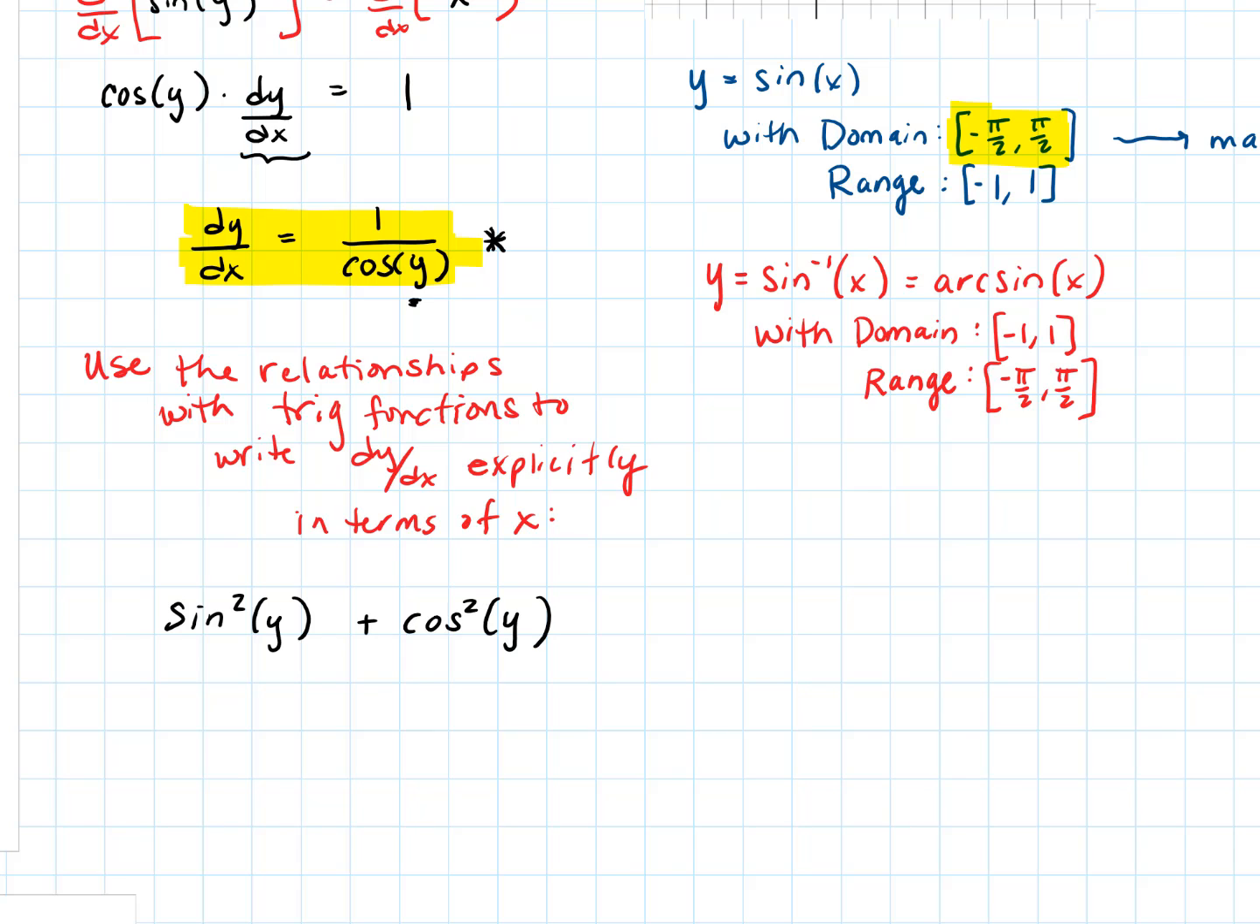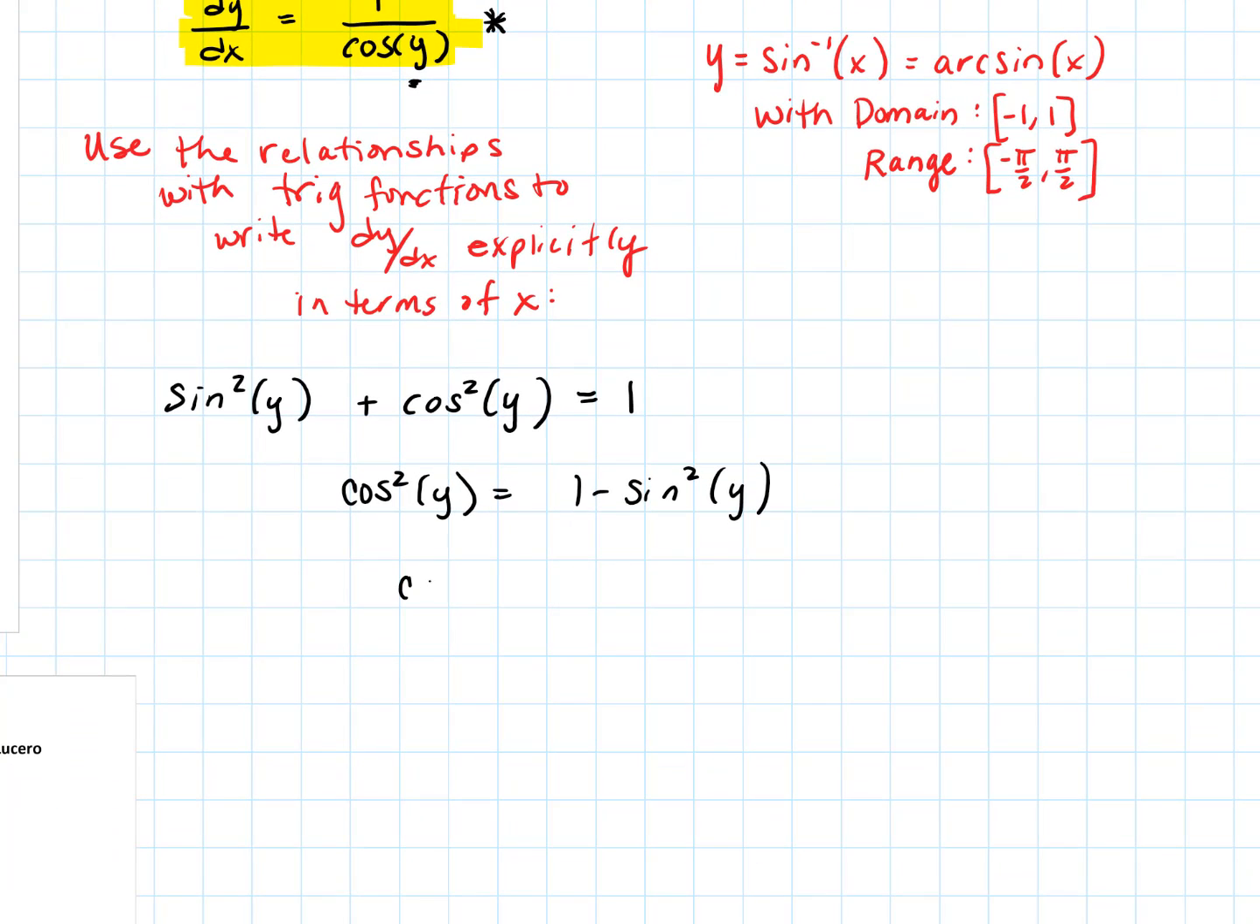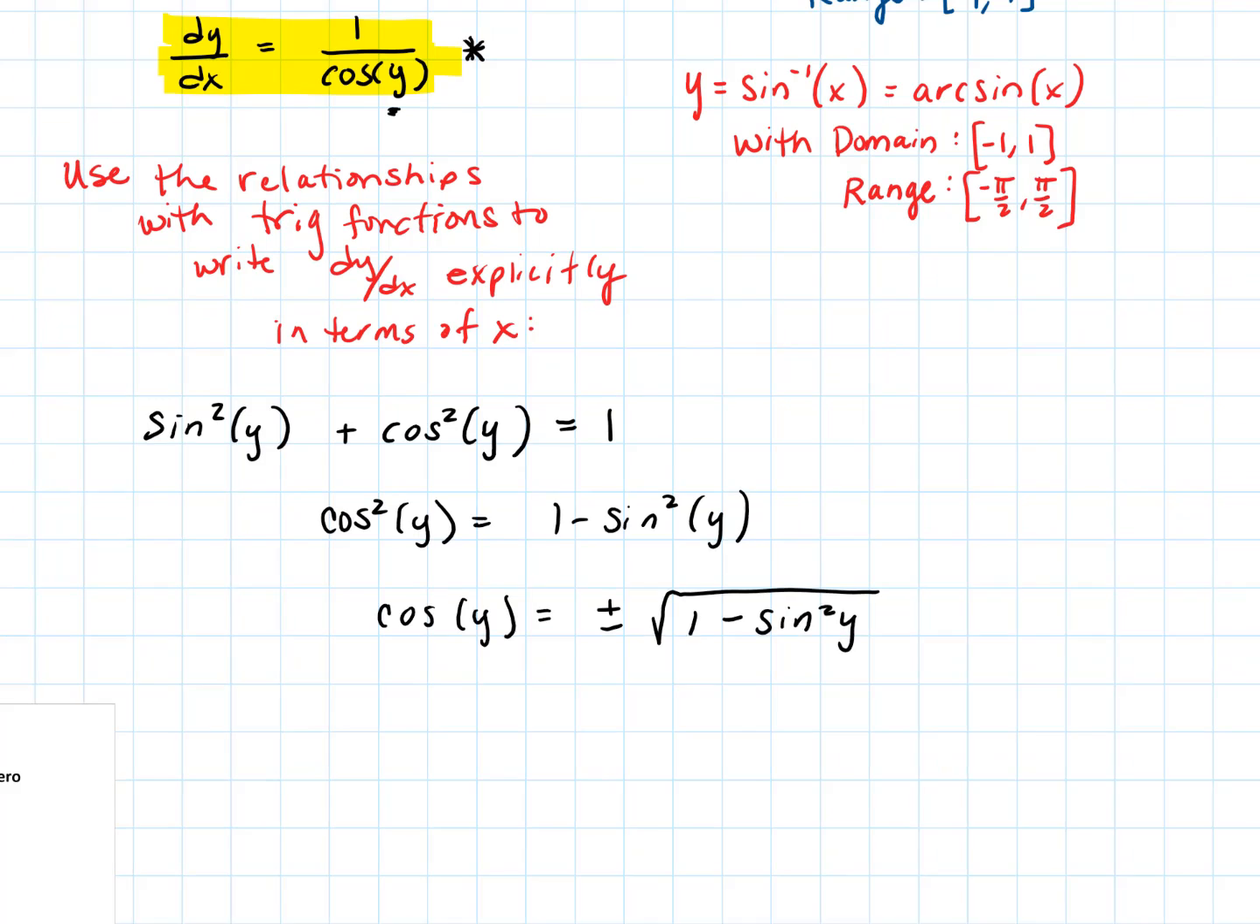The sine squared plus the cosine squared is equal to 1. So that means that the cosine squared of y has to be 1 minus the sine squared of y. And then I could take the square root, and the cosine of y has to be equal to plus or minus the square root of 1 minus the sine squared of y. Now, why would I do that?